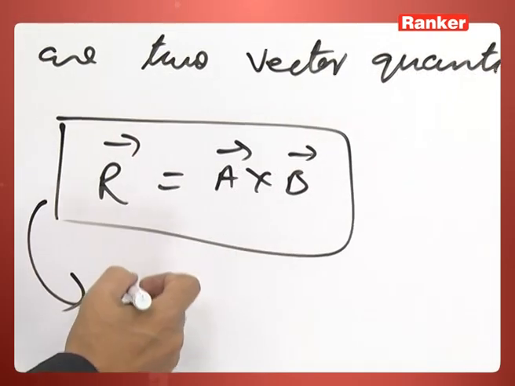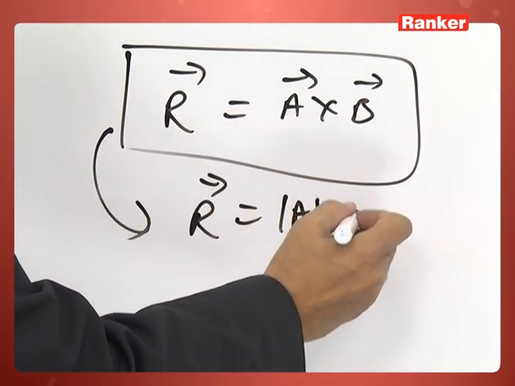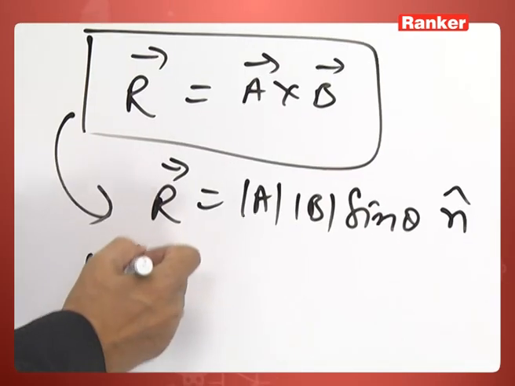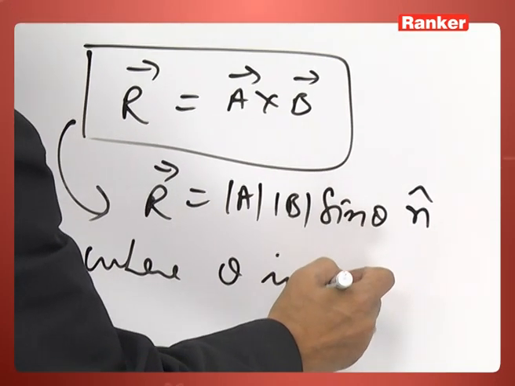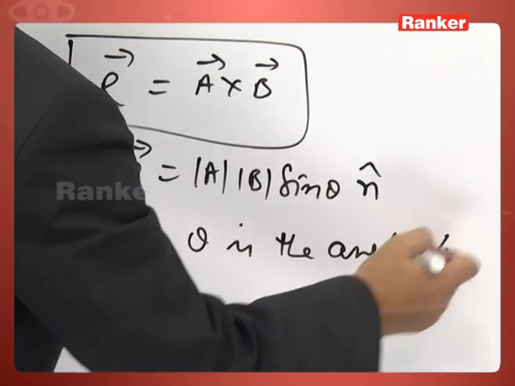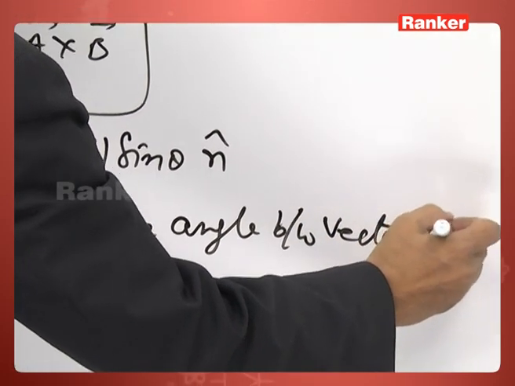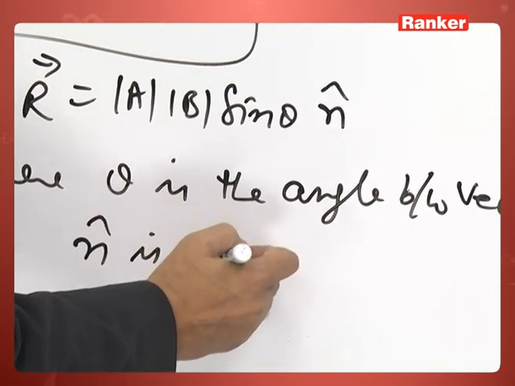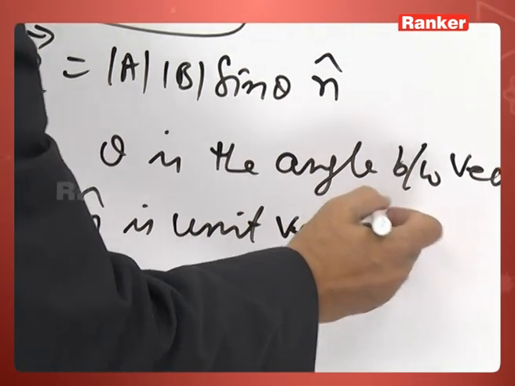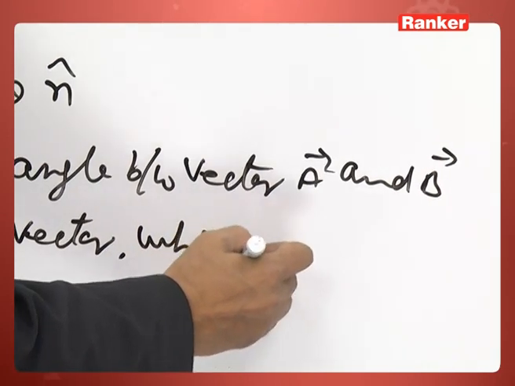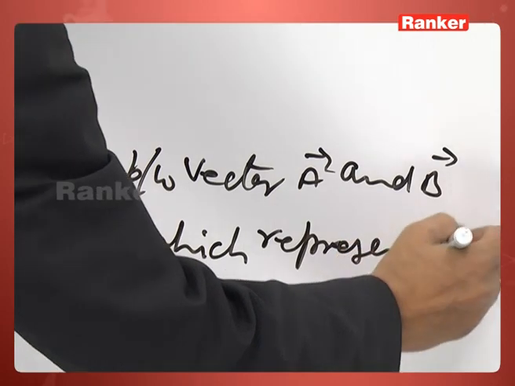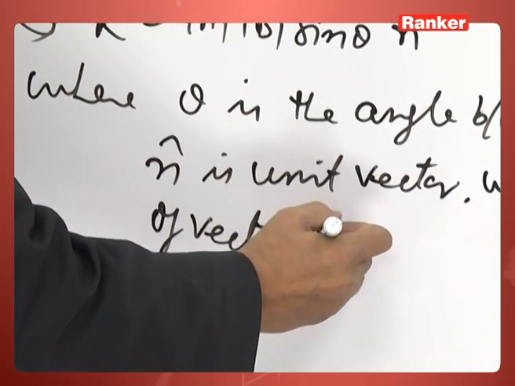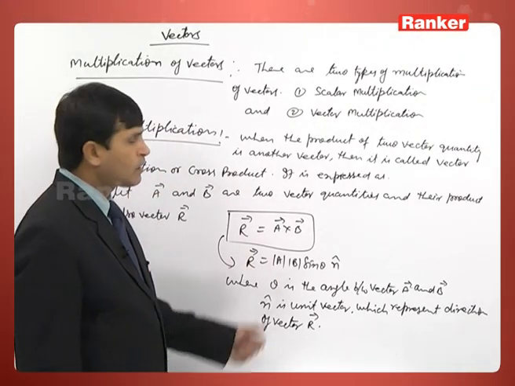Further, we can write vector r as mod of A, mod of B, sin theta, n cap, where theta is the angle between vectors A and B, and n cap is the unit vector which represents the direction of vector r. This is the meaning of cross product.